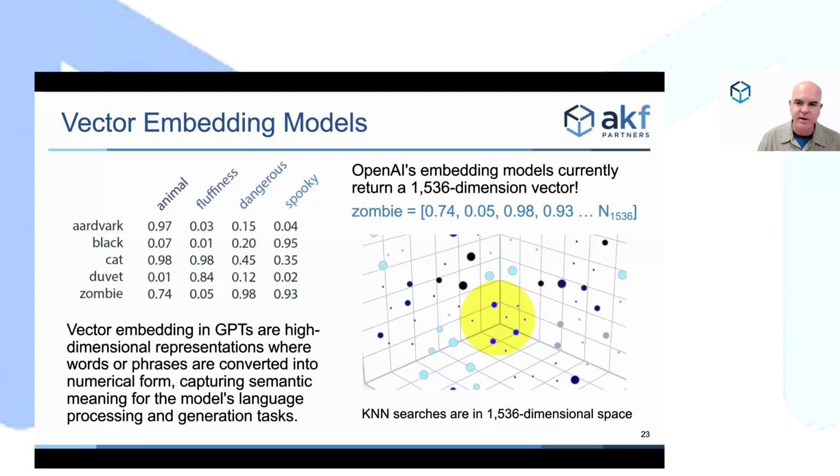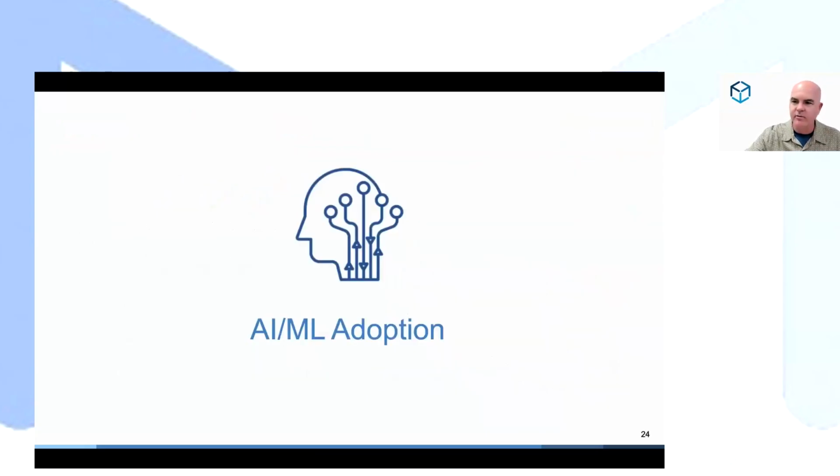1536 dimensional space with attributes like how much of an animal is it? Is it fluffy? Is it dangerous? Is it spooky, right? Black gets spooky, but very low on animal. Aardvarks are high on animals, but not particularly spooky. And so this semantic relationship is actually incredibly powerful at certain volumes for getting correlated relational information out, basically by kind of using the Pythagorean theorem or other algorithms in multidimensional space.